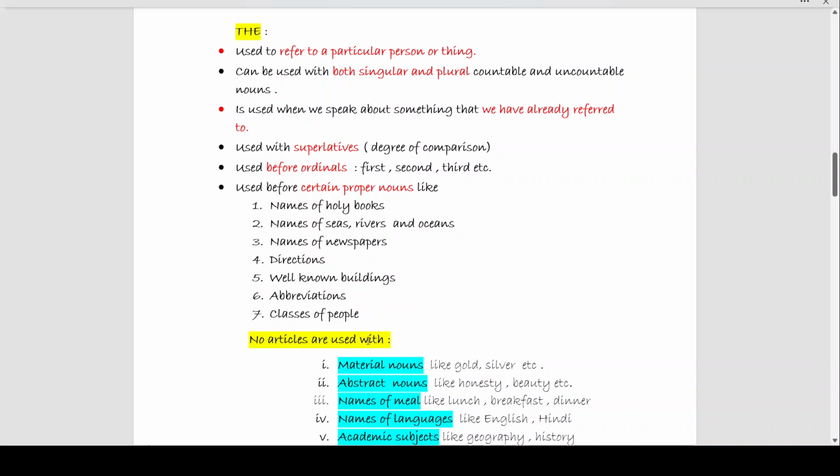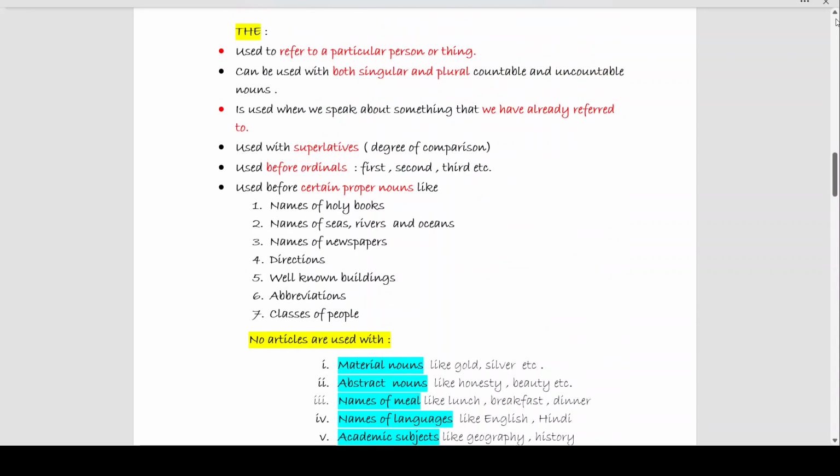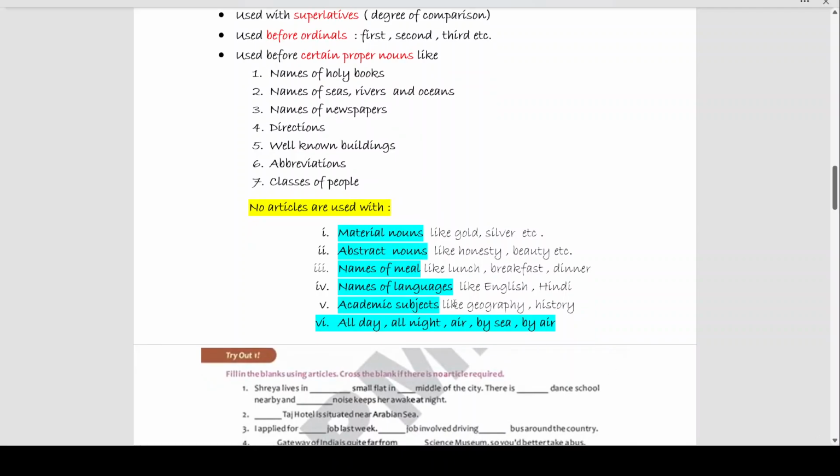Classes of people. Next, no articles are used with material nouns. What are material nouns? Examples are gold and silver, etc. Abstract nouns. What are abstract nouns? Abstract nouns are words that tell us a state of being, like honesty, beauty, etc. Before names of meals like lunch, breakfast, dinner, we also use no articles. This is very important. You have to understand where no articles or zero articles are used: material nouns, abstract nouns, names of meals, names of languages, academic subjects, and "all day", "all night", "by sea", "by air". Keep this in mind.